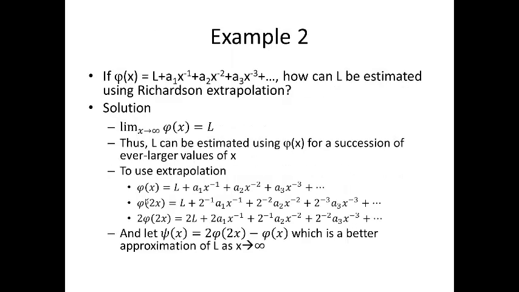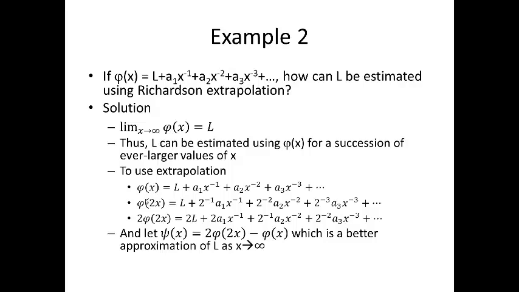So, assume we're using phi of x is equal to L plus a1 x^-1 plus a2 x^-2 plus a3 x^-3. How can L be estimated using Richardson extrapolation? Well, part of the solution is to observe that the limit as x goes to infinity of phi of x is going to be L, because again the x are raised to negative exponents. So L can be estimated using phi of x for a succession of even larger values of x.